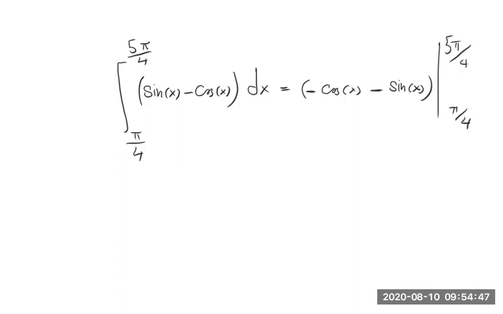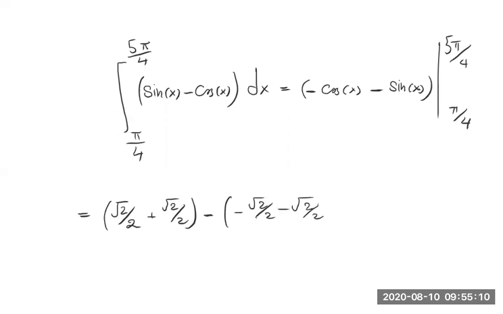I should plug in these two things. Cosine of 5 pi over 4 is negative square root of 2 over 2, so there's another minus sign here. That's what I would get: plus square root of 2 over 2, minus, and then I should plug in pi over 4. It would be minus square root of 2 over 2 minus square root of 2 over 2. The result is 2 square root of 2.